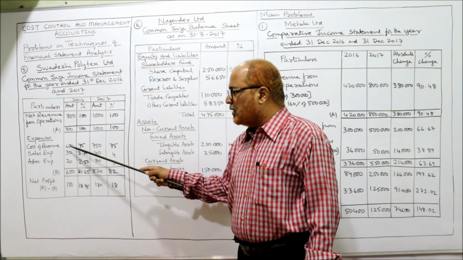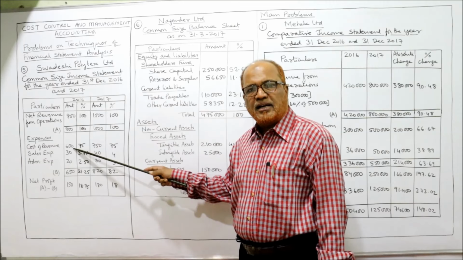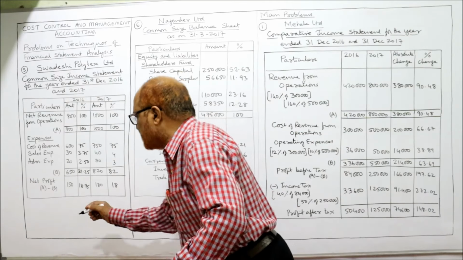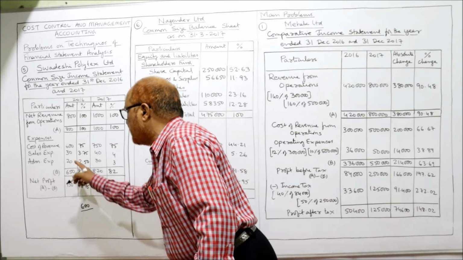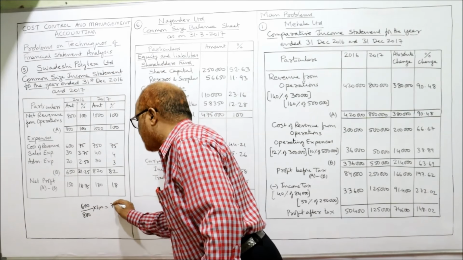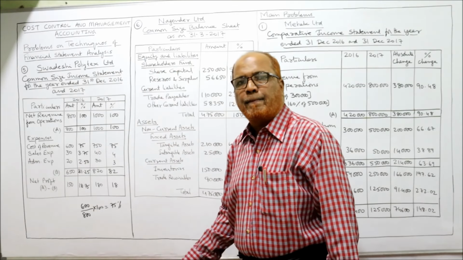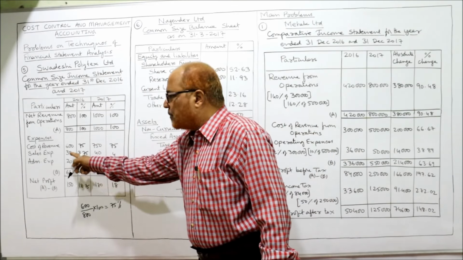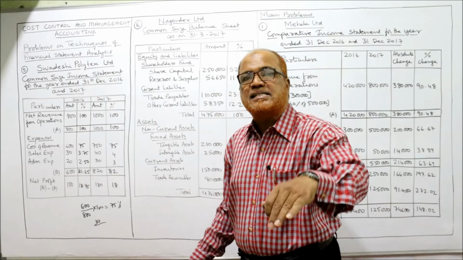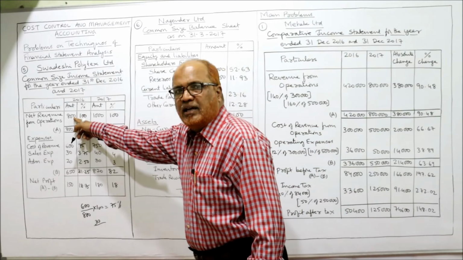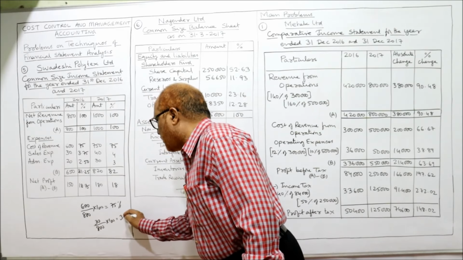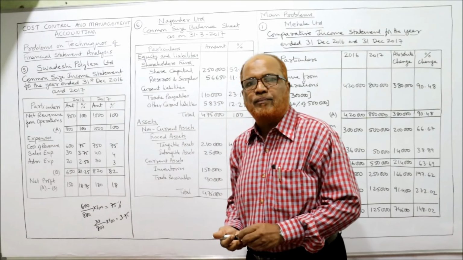So what is the cost of revenue here? 600. So 600 divided by 800 into 100. Like this you have to calculate. 600 numerator and denominator is 800 into 100. You will get 75%. Similarly, for sales expense, how much is the sales expense here? 30. So 30 in the numerator divided by sales, the revenue from operations, 800, divided by 800 into 100. You will get 3.75.